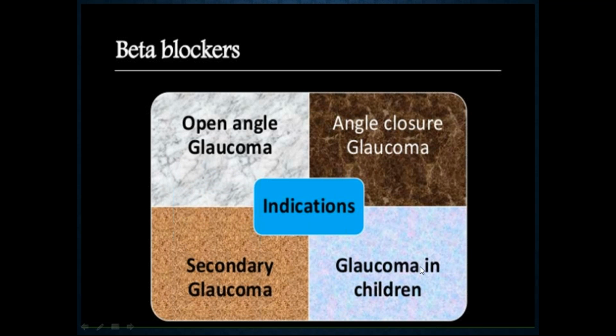So for beta blockers, the common indication is open angle glaucoma. It can also be used along with other drugs in angle closure glaucoma, secondary glaucomas, and glaucoma in children. But the most common indication is open angle glaucoma. In open angle glaucoma, if the patient tolerates timolol well, timolol will be sufficient. A single drug is sufficient. But if the patient's IOP is still not reducing, then you have to give a combination of drugs. In angle closure glaucoma, timolol alone will never work. We have to give it along with other drugs.